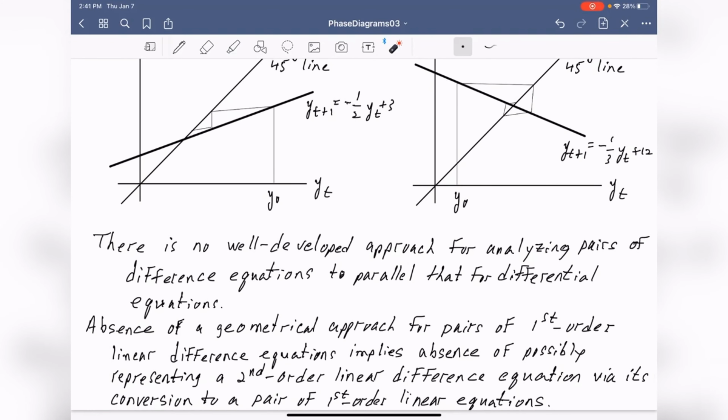Unfortunately, there is no well-developed approach for analyzing pairs of difference equations to parallel that for differential equations. And the absence of a geometrical approach for pairs of first-order linear difference equations implies the absence of possibly representing a second-order linear difference equation via its conversion to a pair of first-order linear equations. Now, there are some occasions where you can do that, but for the most part, we're going to leave it at that.